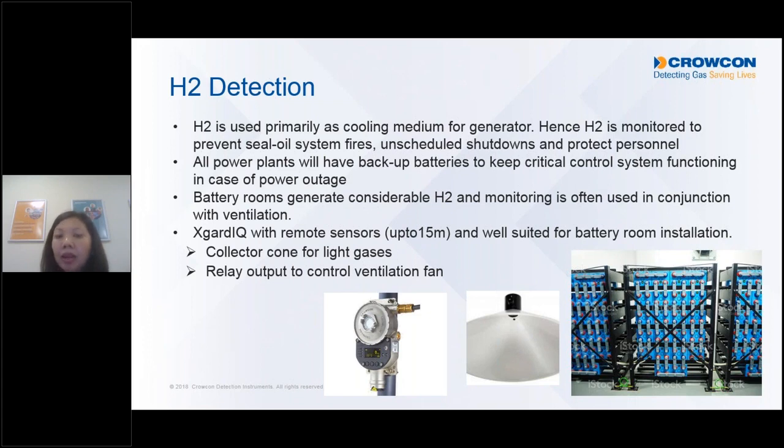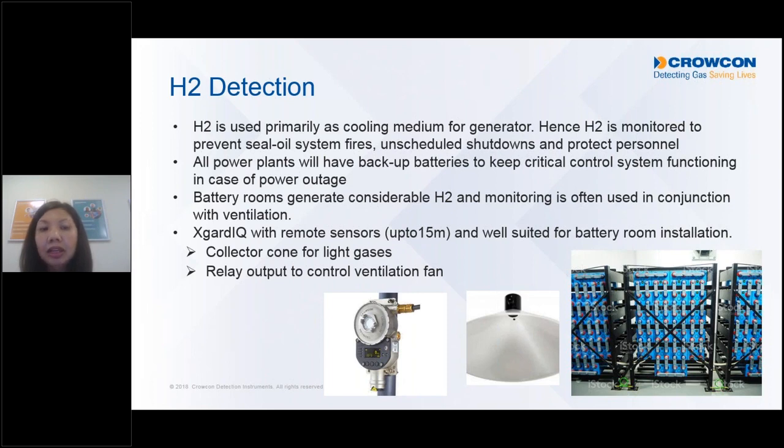With lead acid batteries, hydrogen gas is continuously leaked, and they are kept in an air-conditioned room. If it's not ventilated, the hydrogen gas will just keep building up in the room, and it could get to a high level. So hydrogen gas is usually monitored inside the generator room as well as the battery room. In a battery room, it's usually tied in with ventilation.